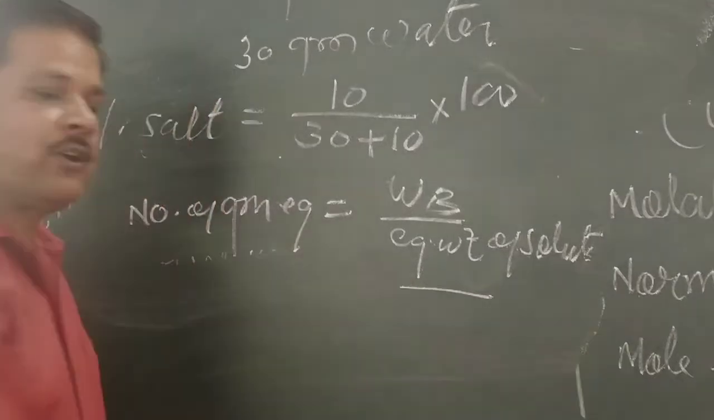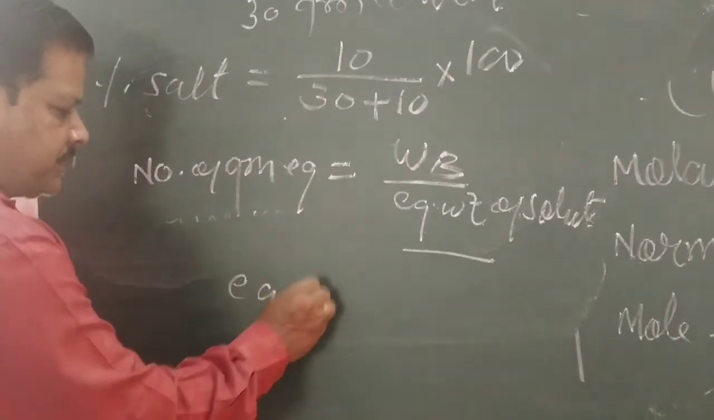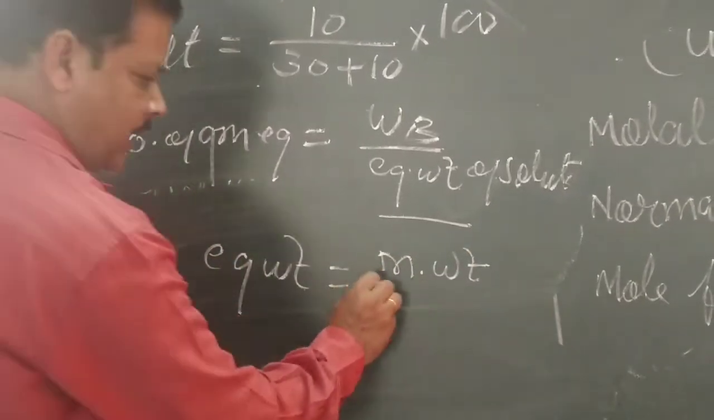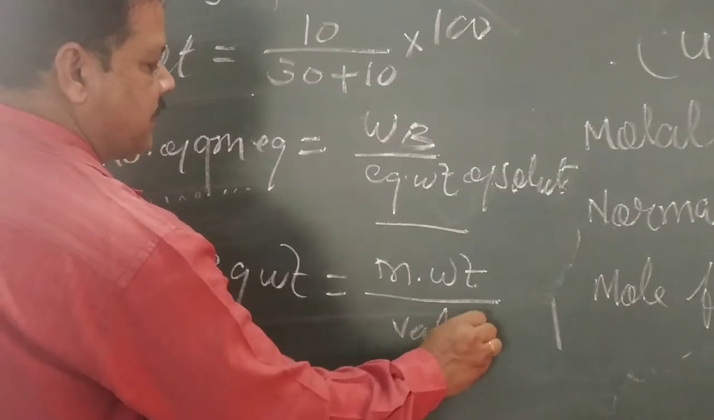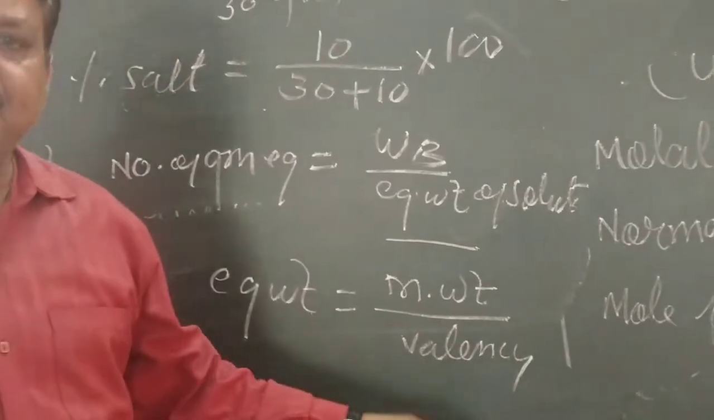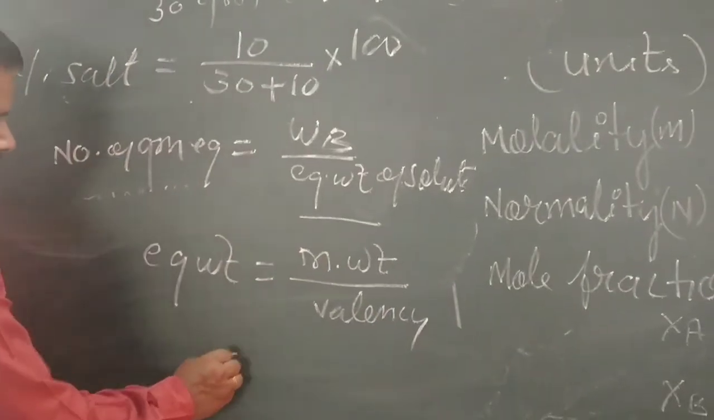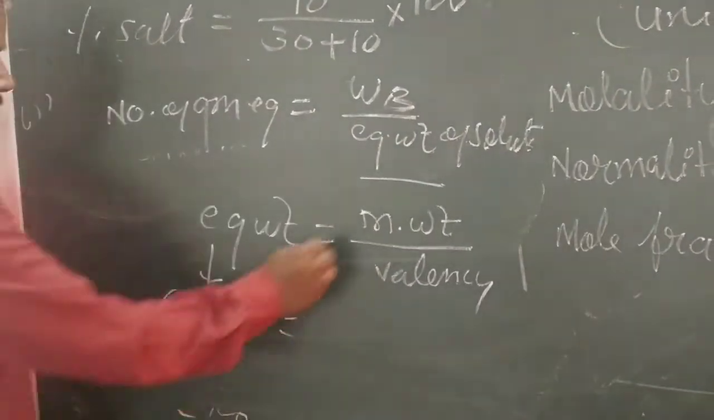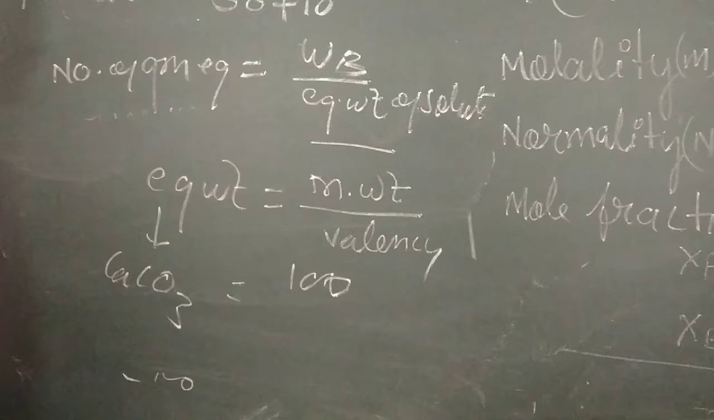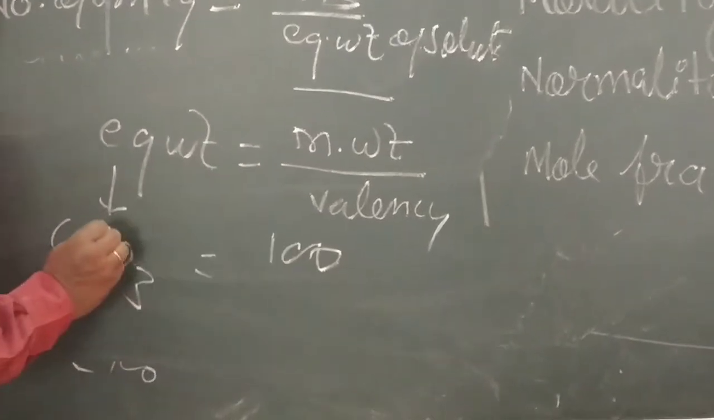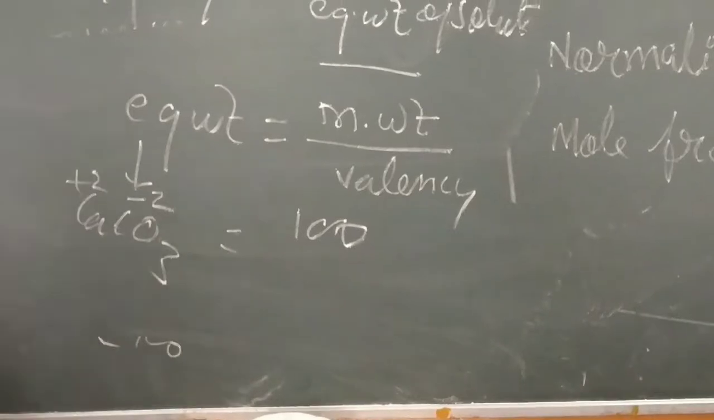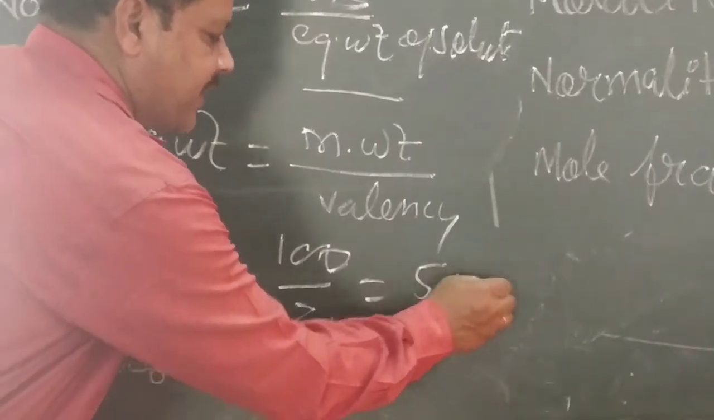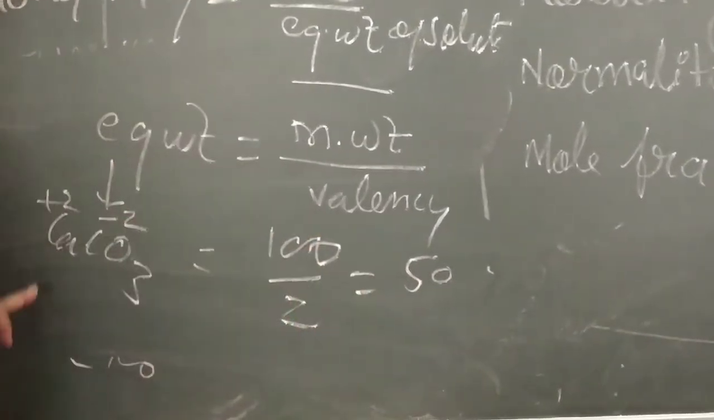How would you calculate the equivalent weight? Equivalent weight is equal to molecular weight, MWT means molecular weight, upon valency. Valency we have already discussed, like charge. See here, the equivalent weight of calcium carbonate. Molecular weight of calcium carbonate is 100. Valency is -2 and calcium is +2. So either plus valency or minus valency can be taken, 100 upon 2. It will be 50 gram. So 50 will be the equivalent weight of calcium carbonate.